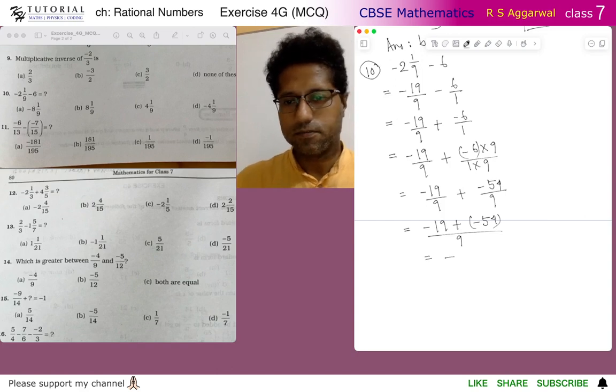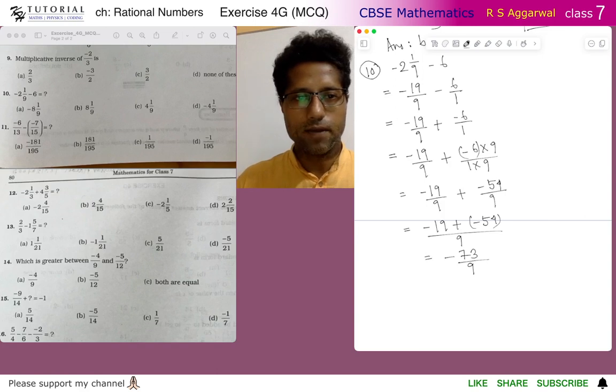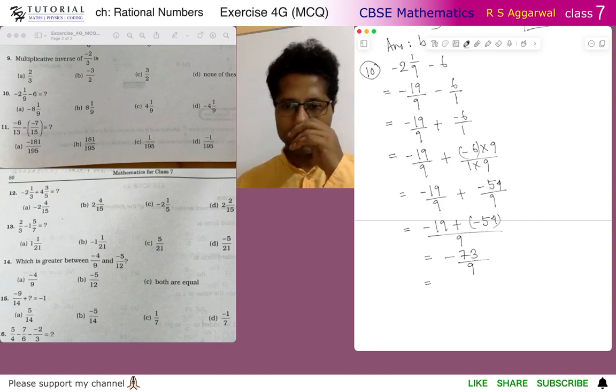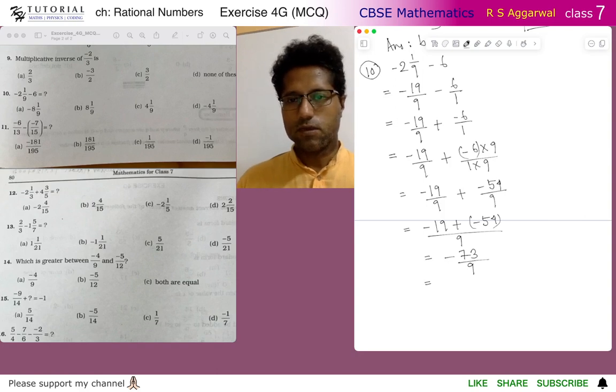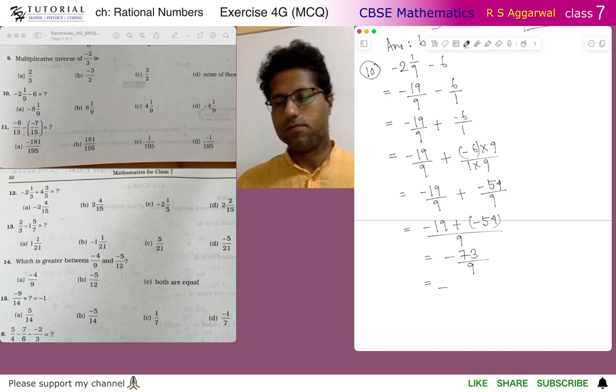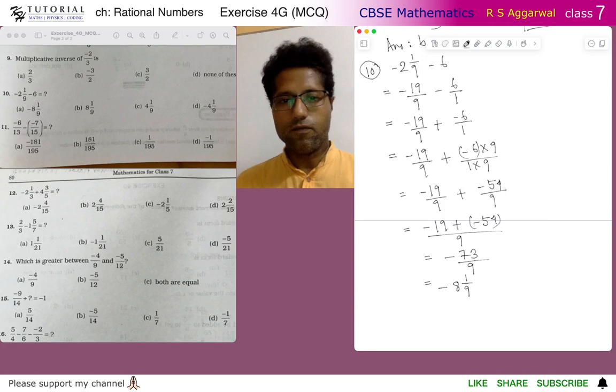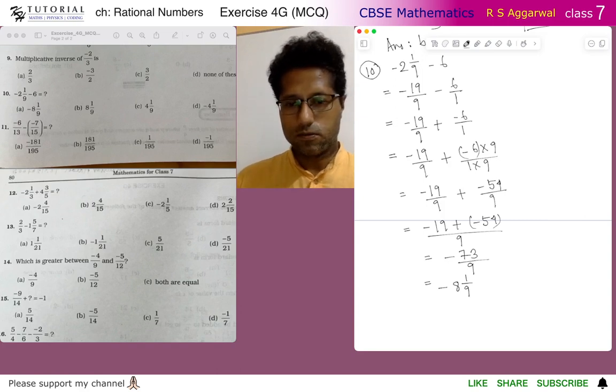This is minus 73 by 9, and 73 by 9 is an improper fraction. We can convert it to a mixed fraction, so when we convert 73 by 9 to a mixed fraction, it will be minus 8 and 1 by 9. So this is the result. So the answer is choice A.